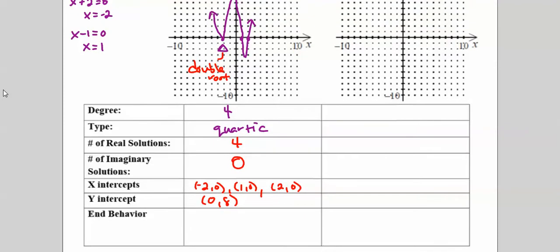Alright, and the end behavior. On the right side it's going up, so as x goes to positive infinity, the y is going up, it's going to positive infinity. And on the left side it's also going up, so as x goes to negative infinity, the y is going to positive infinity. Alright, let's check the other one.